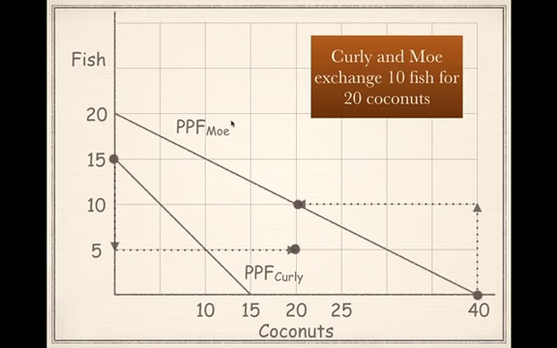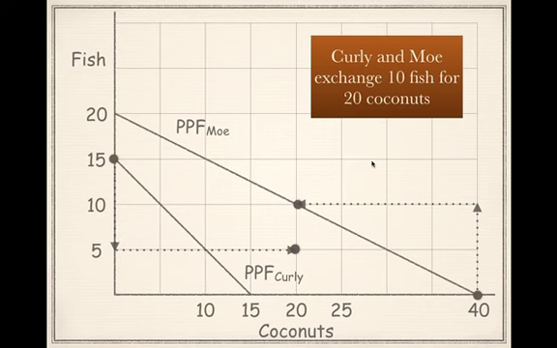The problem here is Mo is not made better off. By exchanging 10 fish for 20 coconuts, he ends up back on his original PPF. Therefore, he is not made better off. There's no incentive for Mo to specialize and engage in trade with Curly if he's just going to end up on his original PPF. He's not consuming more than he could have if he was self-sufficient.